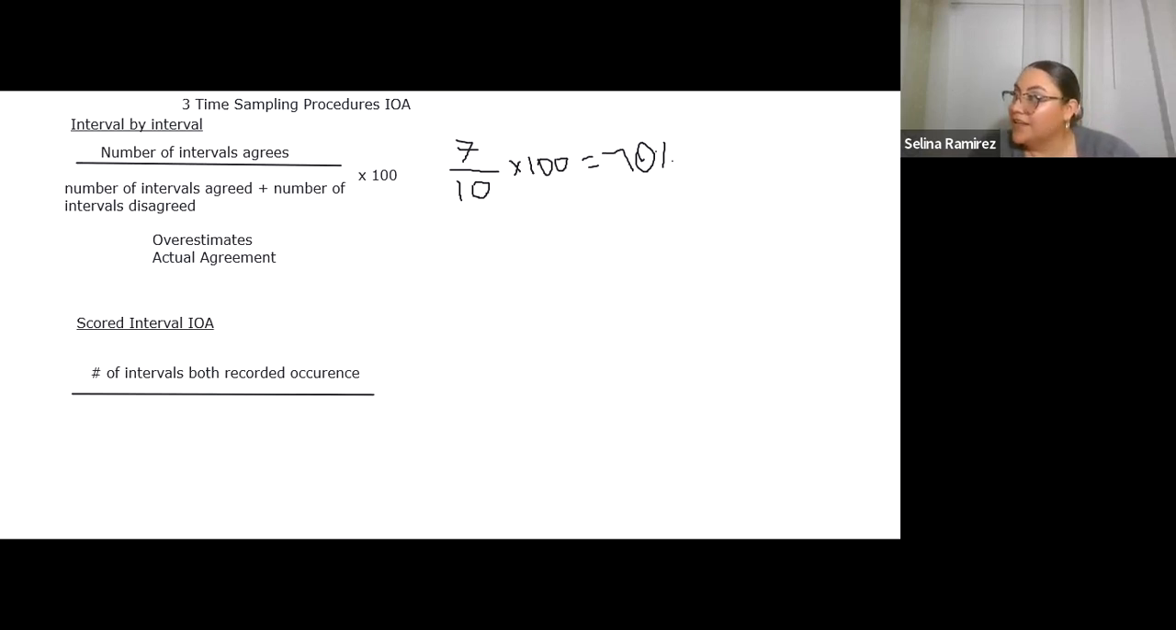Over the total number of intervals, times 100.